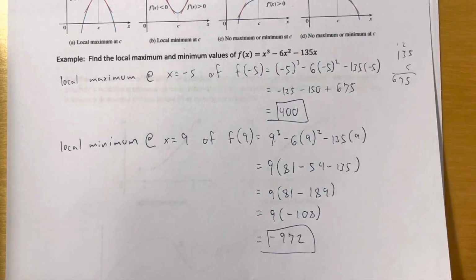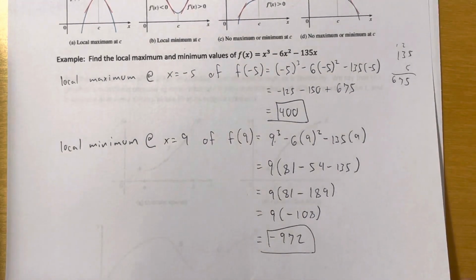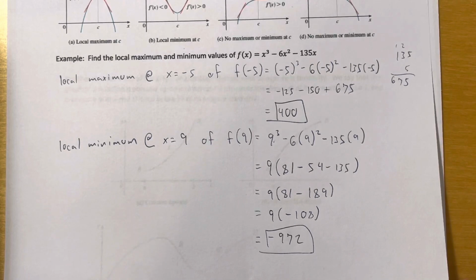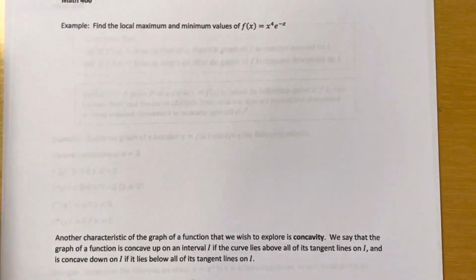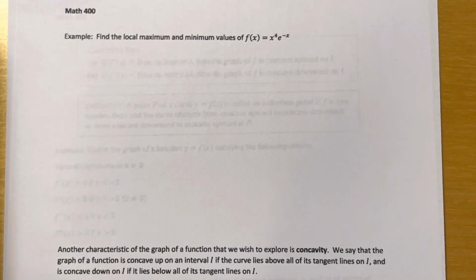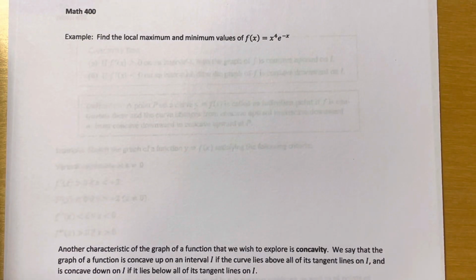All right. So these are our maximum and minimum values, or local maximum and local minimum values, I should say, for that function. Okay. We're going to do another example. We want to find the local maximum and minimum values of f of x equals x to the fourth times e to the negative x.